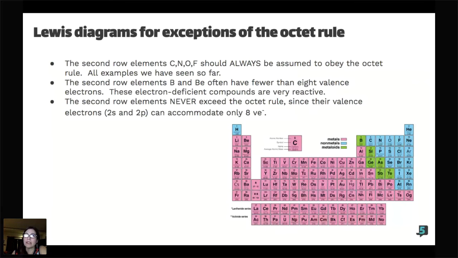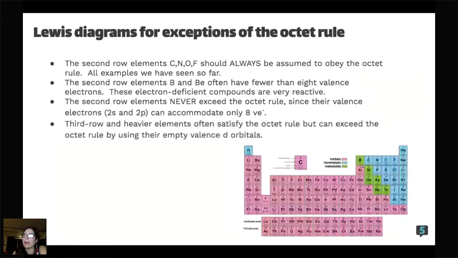Okay, but from the third row on, these elements can exceed the octet. Why? Because they can use empty d orbitals to accommodate these extra electrons. So starting from row 3, we can have exceptions of the octet rule where the central atom exceeds the octet.